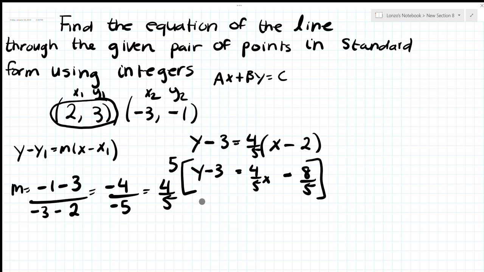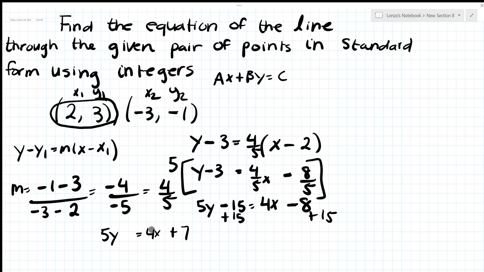So this is going to give me a 5y. This is going to be a -15, right? 5 times -3 is -15. And then over here, the 5 cancels, so you're just left with 4x. And over here, the 5 cancels, so you're left with -8. Now I want it in this form, so I got to put all the variables on one side and all the numbers on the other side. So I can move this 15 to the right, so I'm going to add 15 to both sides. So we're left with 5y equals 4x. And then what is negative 8 plus 15? Plus 7.